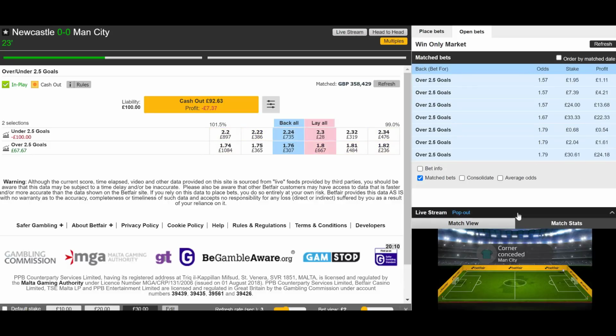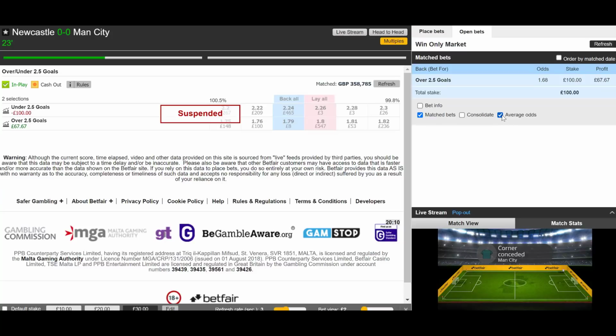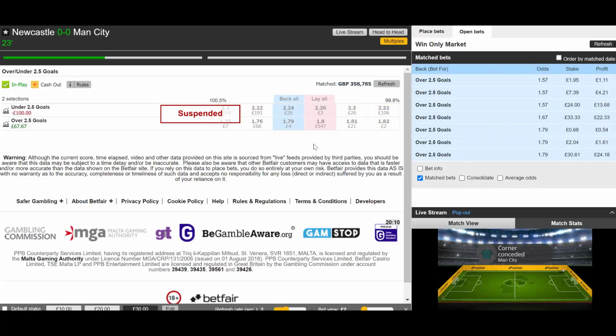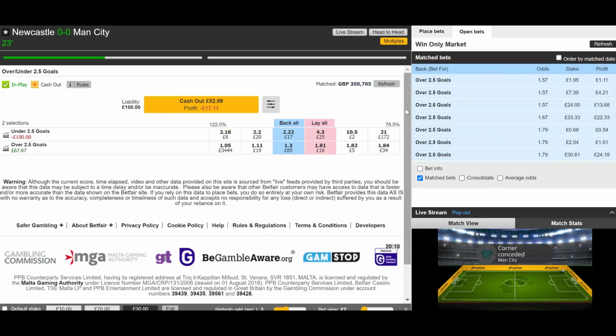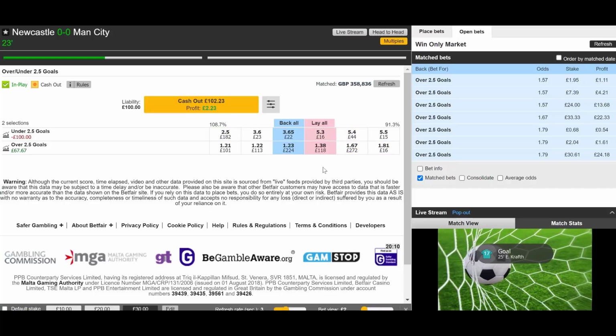So we've got 100% of our stake in the market, dripped it in over the 10-minute mark, and we've taken average odds of 1.68. So we've given ourselves a definite increase with the... oh, okay, is that a goal? Okay, great. Well, that's great. So the goal has gone in as soon as we got 100% of our stake matched. Brilliant. These videos don't normally go to plan like this.